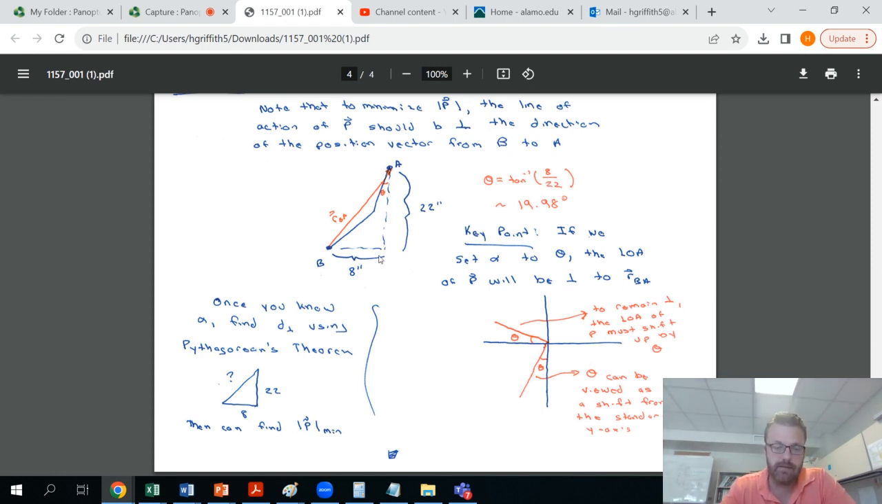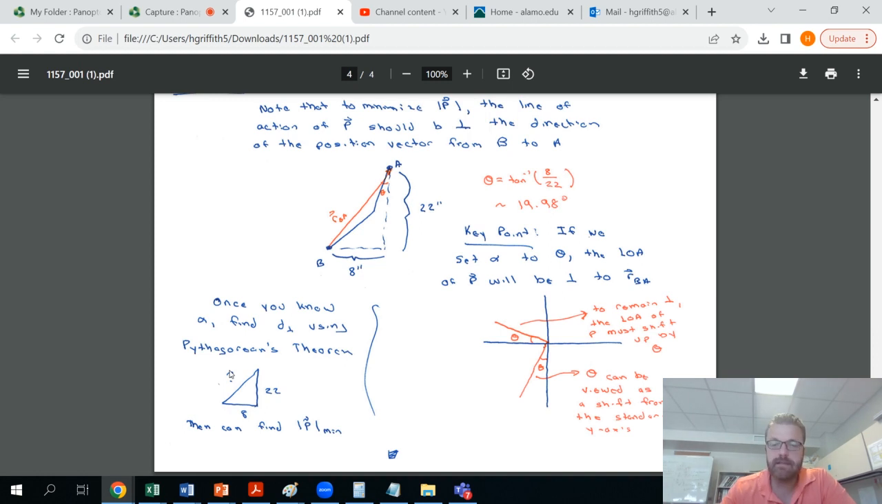Now, the second question you need to determine is, now that we know the angle of application, what's the perpendicular distance? The perpendicular distance is just the distance from B to A, which you can get by the Pythagorean theorem. Again, with a right triangle, this is nowhere near to scale, where the base is 8 and this height is 22. So you can use the Pythagorean theorem and determine what that distance is.